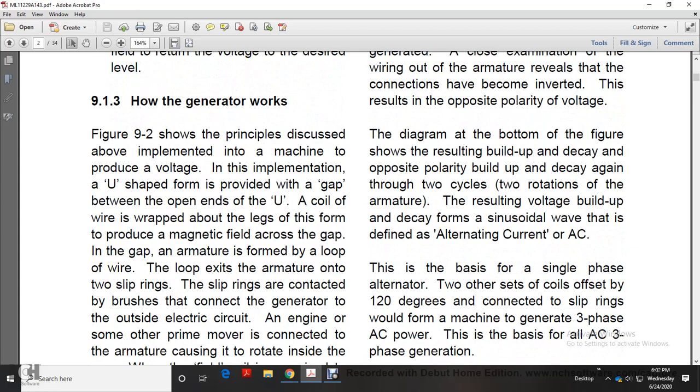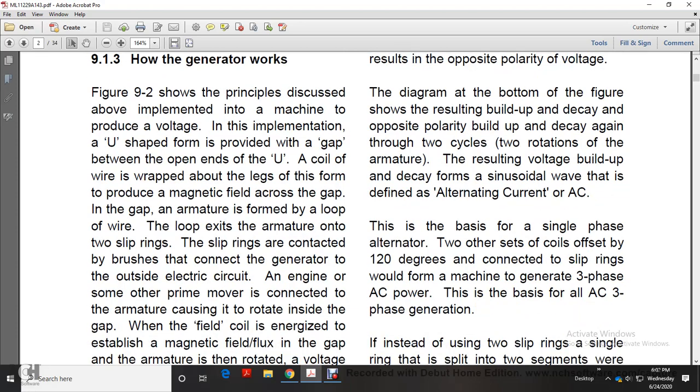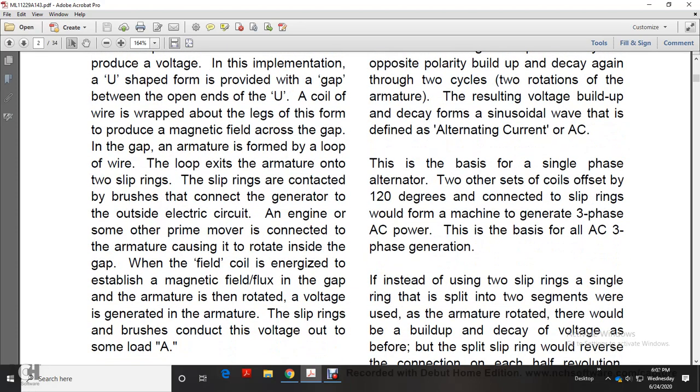9.1.3 How the generator works. Figure 9.2 shows the principle discussed above. The field structure in the machine that produces the voltage is a U-shape with a gap between the open ends of the U. Coil wire is wrapped around the legs of the form to produce the magnetic field across the gap. A loop of wire, the armature, is connected to two slip rings. The slip rings are contacted by brushes, connecting the generator to the outside electrical circuit.